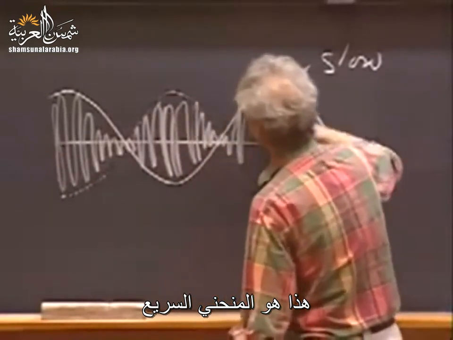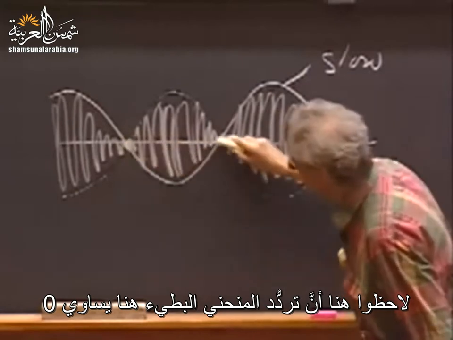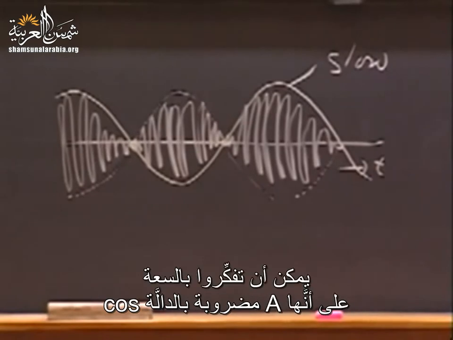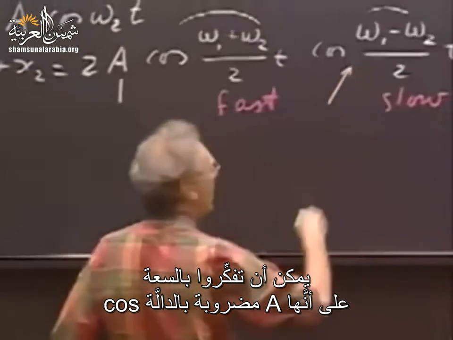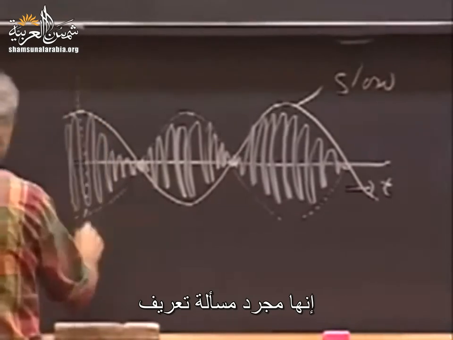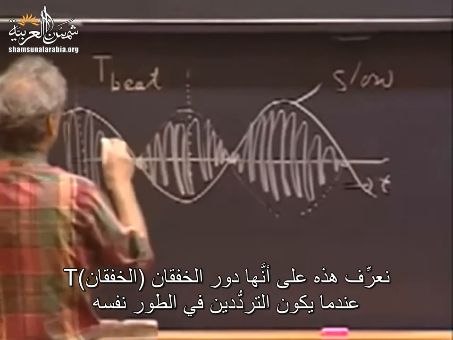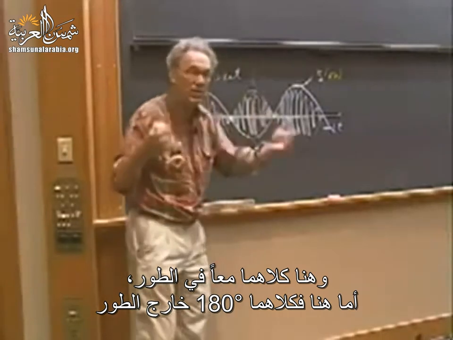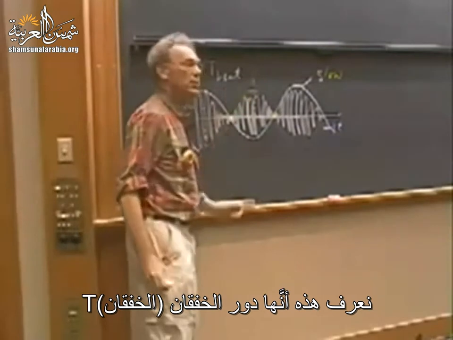This is the fast one. And so you see right here is when the slow one is 0. So the slow one kills the amplitude. You can think of this as an amplitude modulation, that the A is multiplied by that cosine function. We define, that is just a matter of definition, this as the beat period, when the two are in phase, and here they are again in phase. The two are here 180 degrees out of phase. We define this as the beat period.